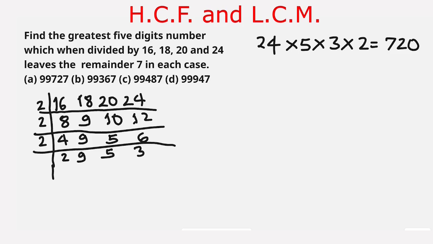Now there are two numbers divisible by 3. So we divide by 3. We write 2 as it is, as it is not divisible by 3. 3 times 3 is 9. We write 5 as it is. 3 times 1 is 3. Now 2, 3 and 5 are co-prime numbers. Now we can calculate our LCM.